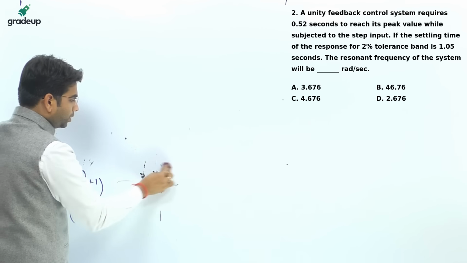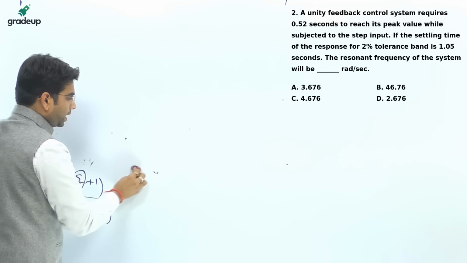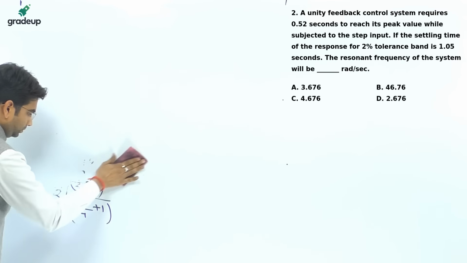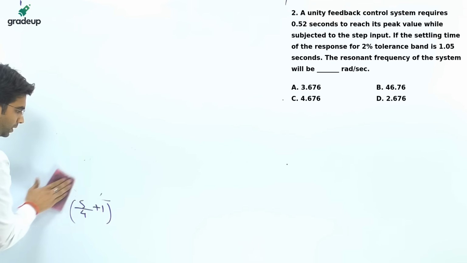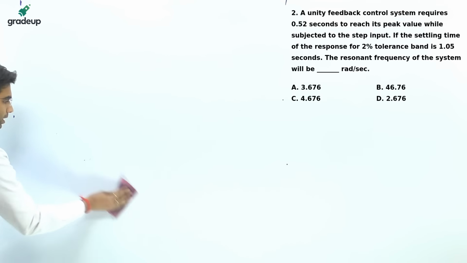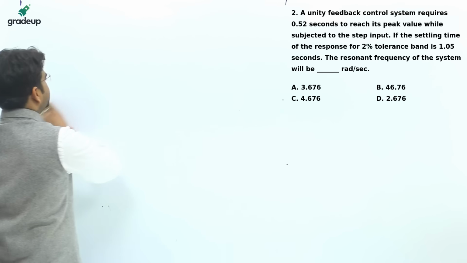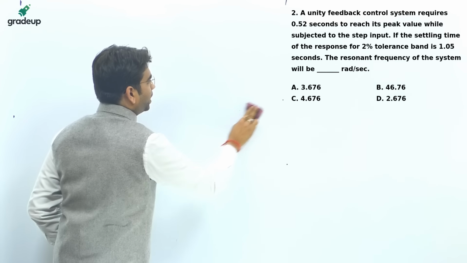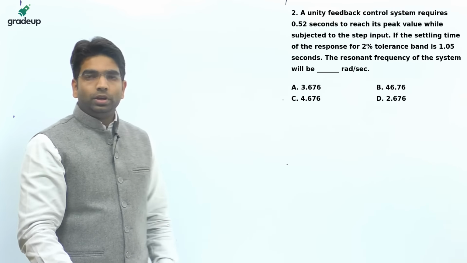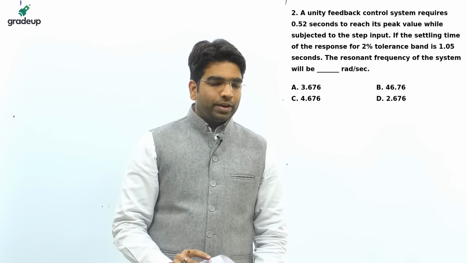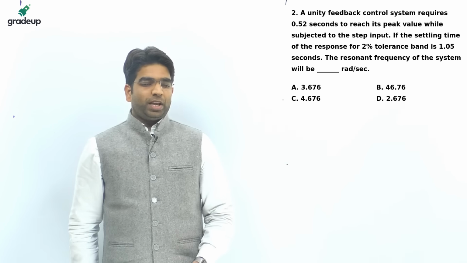Second question is on your screen. Try to solve it and answer it. See, in control system, the questions are very monotonous type, means you have to solve them by a given pattern only. A unity feedback control system requires 0.52 seconds to reach its peak value.